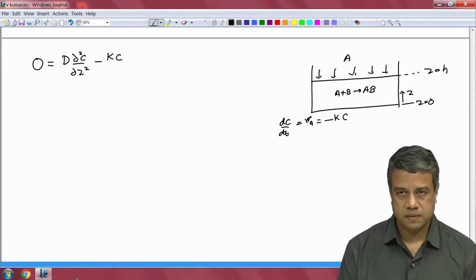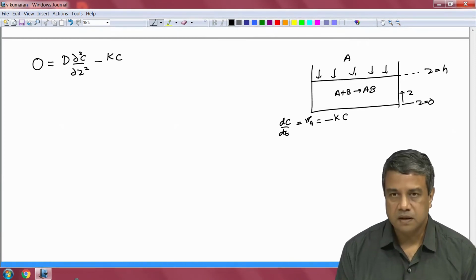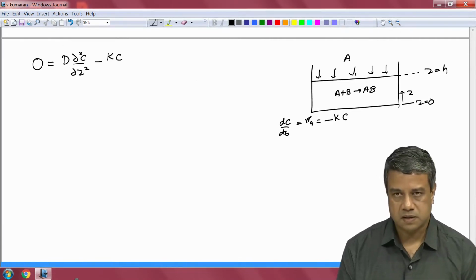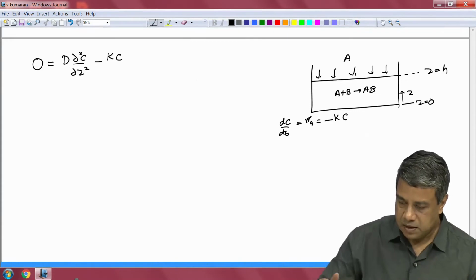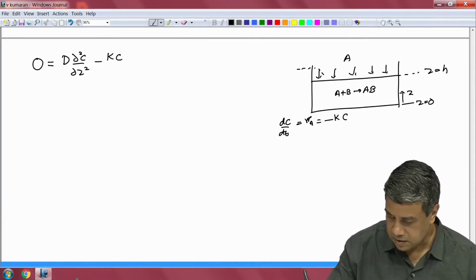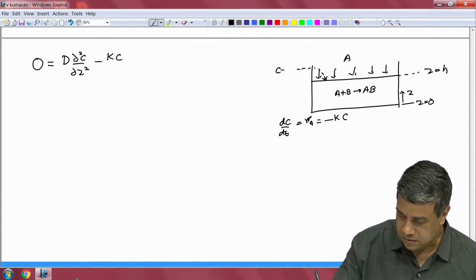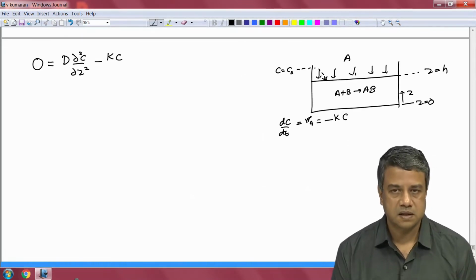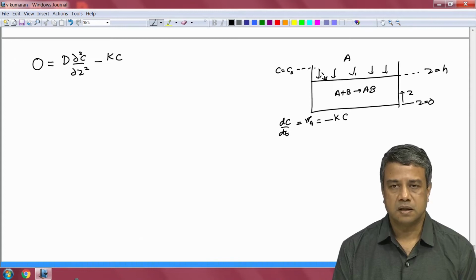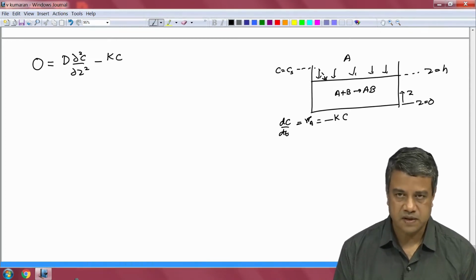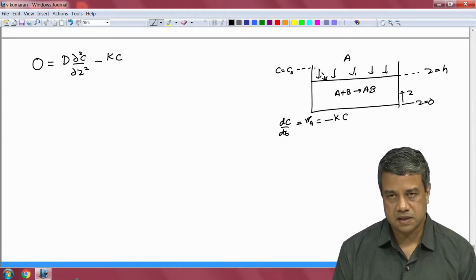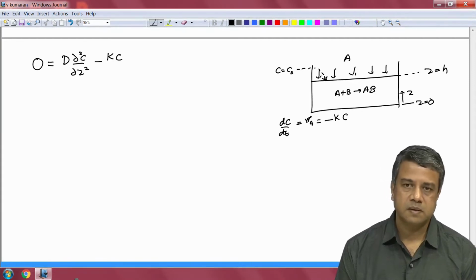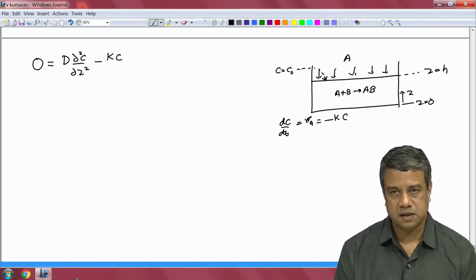So, this is the equation that has to be solved in order to find out what is the variation in concentration with the z coordinate, subject to boundary conditions. At the top surface, the boundary condition is that in the liquid C is equal to Cs, the saturation concentration that is in equilibrium with the concentration in the gas. We assume that there is no mass transfer limitation in the gas phase. Therefore, the concentration in the gas is independent of position. That is a good approximation, because diffusion in gases is much higher than that in liquids.